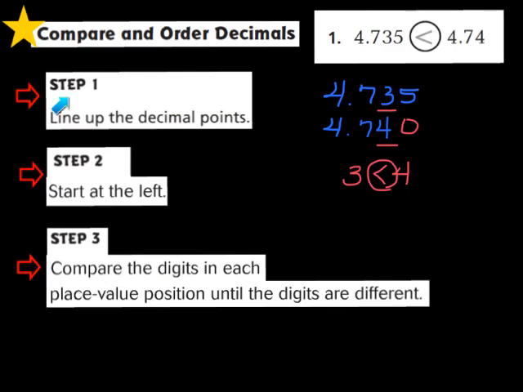So once again, I'm going to follow my steps. I'm going to line up the decimal points. I'm going to start from the left, and then I'm going to compare the digits in each place value position until the digits are different.